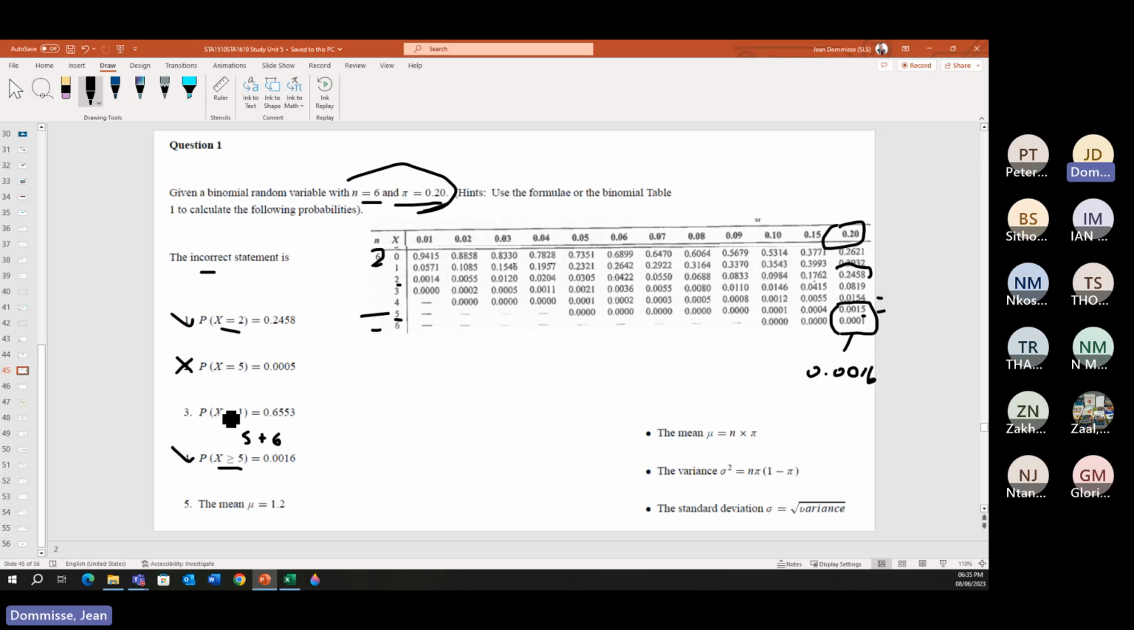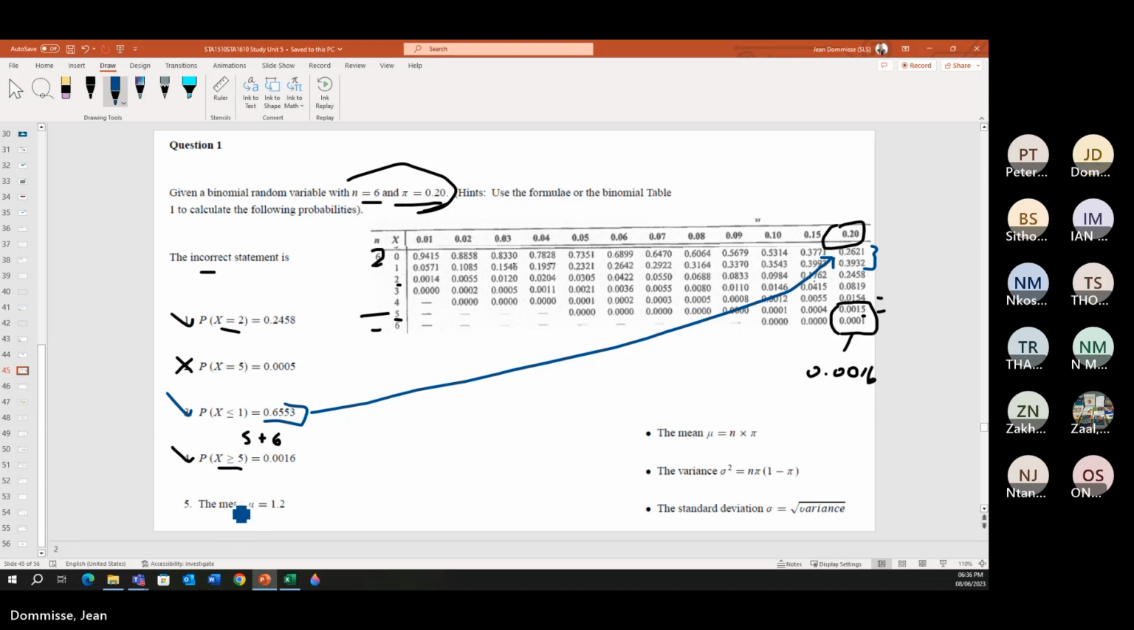If they tell me x smaller or equal to 1, okay, so x smaller or equal to 1 is basically looking at those two. So smaller or equal to 1, it's 1 and 0. So if I add those two together, 0.2621 plus 0.3932, I get 0.6553. And so those two calculated is basically looking at the 0 and the 1.